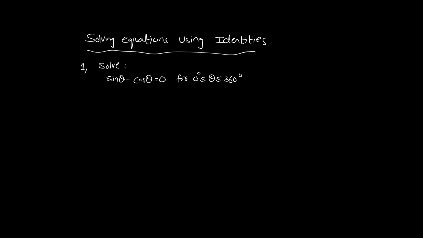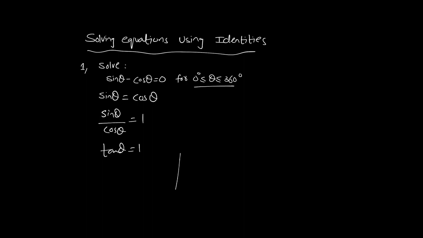Now you could be asked to solve trigonometric equations which might involve trigonometric identities. So if you are being asked to evaluate sine theta minus cos theta equals 0, and solve for theta within this range, then sine theta is equal to cos theta, and sine theta over cos theta is 1, so tan theta is equal to 1.